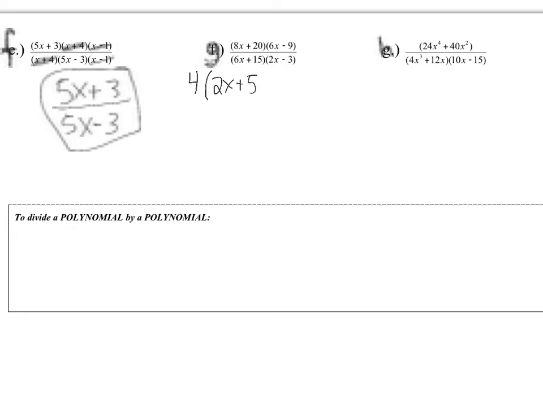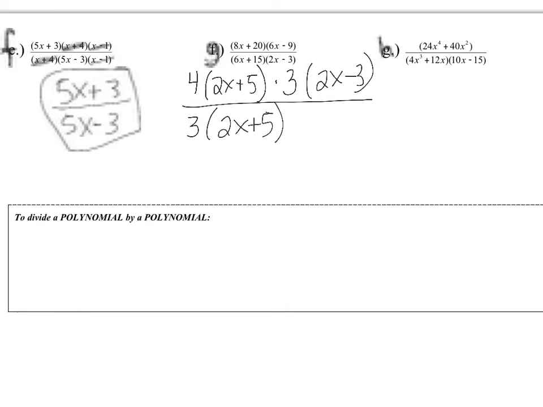And then the next one, 6x minus 9, well, let's take a look at that. The GCF of 6x and -9 is 3, so I'm going to pull out a 3, and it's all still being multiplied together. I pull out a 3, and I'm going to get 2x minus 3. All right, so now let's look at the bottom. The bottom, 6x plus 15, it does have a GCF of 3, so I can pull out the 3, and when I pull out the 3, I'm left with 2x plus 5.